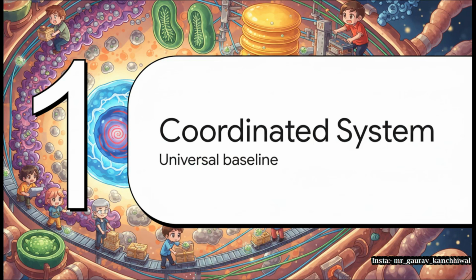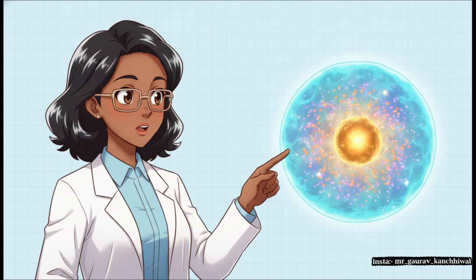Section 1. The coordinated working system. This is the universal baseline of a cell. So at this universal baseline, most cells operate kind of like a highly coordinated factory, and they've got three main components. Let's call them the big three. First, you have the selectively permeable plasma membrane, which basically acts as the factory gate. Second is the cytoplasm, which is this semi-fluid, jelly-like stuff that makes up the factory floor. And third, you've got a prominent nucleus functioning as the ultimate control center.